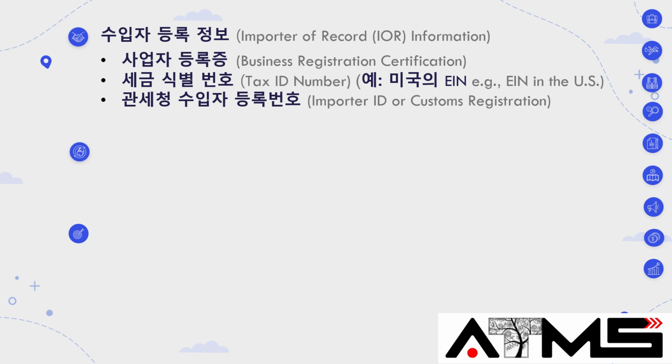First, importer of record, IOR, information is needed. You will need the name, address, and contact details of the importer. If the importer is a company, you must provide one of the following: business registration certificate or tax identification number, commonly referred to as EIN, or customs assigned importer number. If the importer is an individual, then their social security number is required.